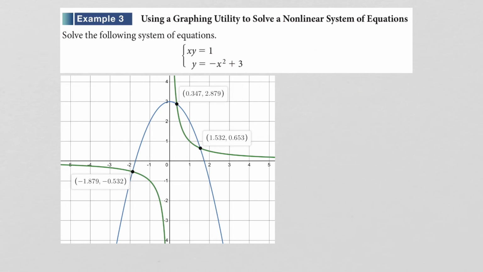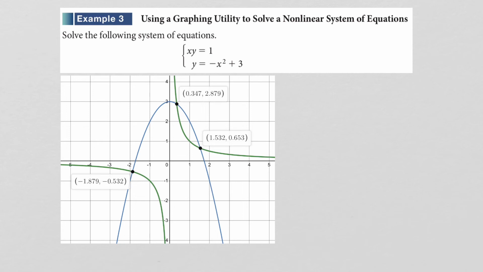We have x times y equals 1. That is this graph here. It's also this graph here. And then y equals negative x squared plus 3 is a parabola that opens downward. And you can see that there are 3 points of intersection, and they are highlighted here, here, and here. And along with that, you can see approximate solutions for each of those points.